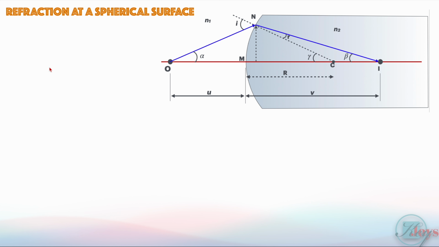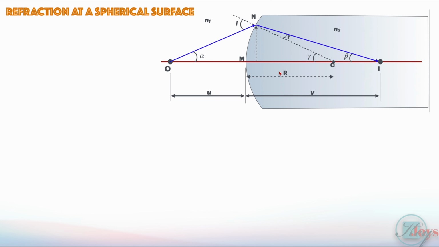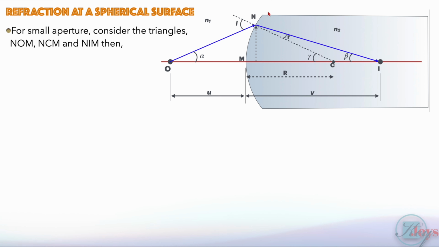Now let us try and understand the derivation of the equation which relates the object distance, image distance, refractive indices n1 and n2, and the radius of curvature. To start with, for small aperture, as I already told you, the aperture of the mirror is supposed to be considered small, and these angles NOM, NCM and NIM, that is alpha, gamma and beta, I will consider here.